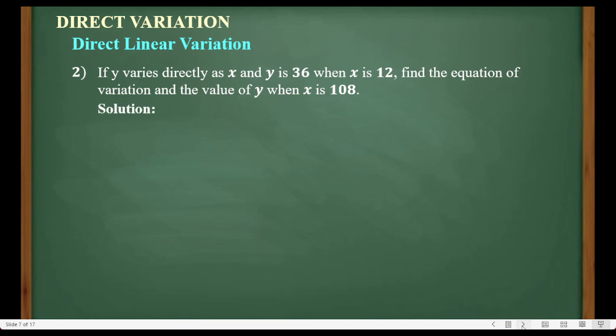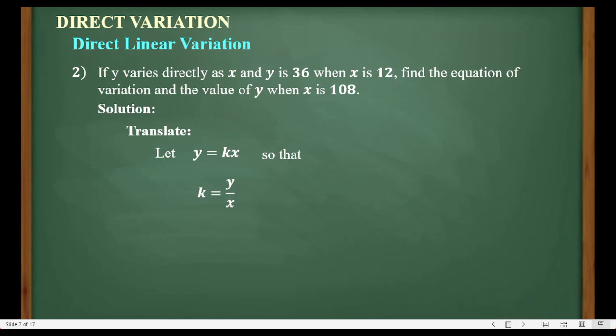So for our solution, basically, you need to translate this statement: y varies directly as x. If we translate this to a mathematical equation, we need to insert the constant of variation k. And the equation would be like this: y is equal to k times x. And solving for k, we have k equals y over x.